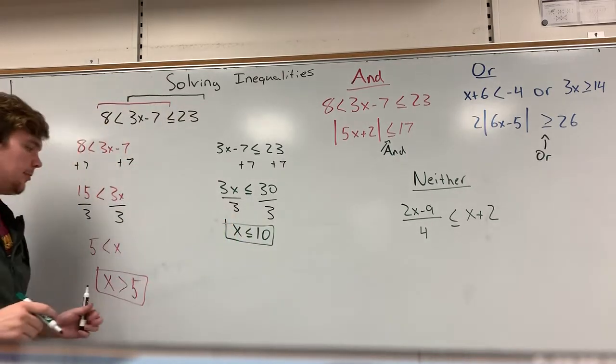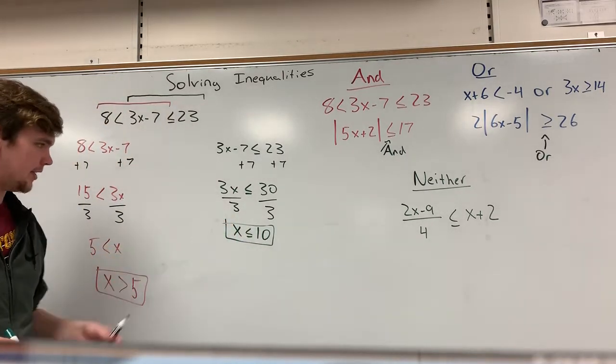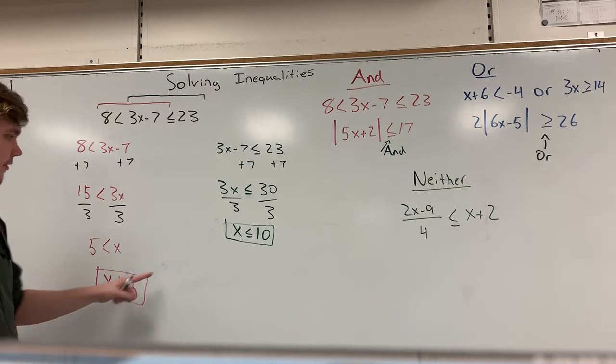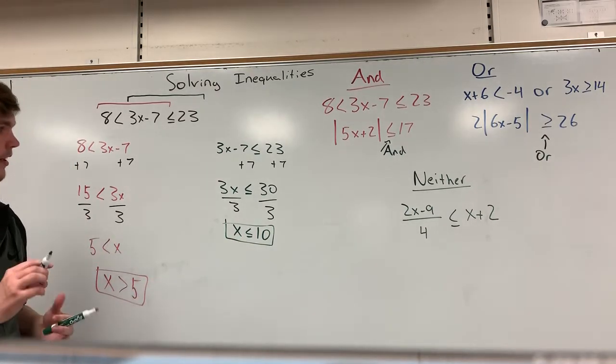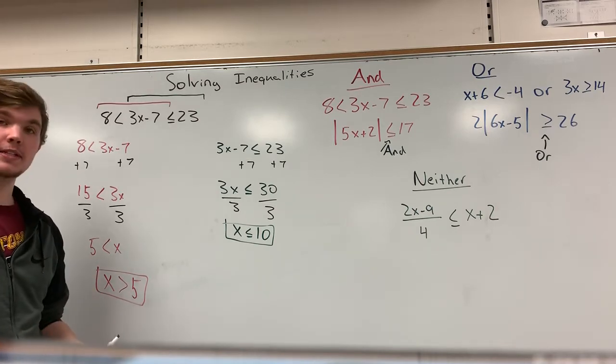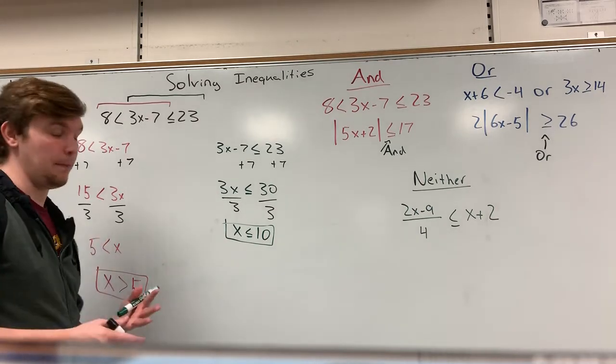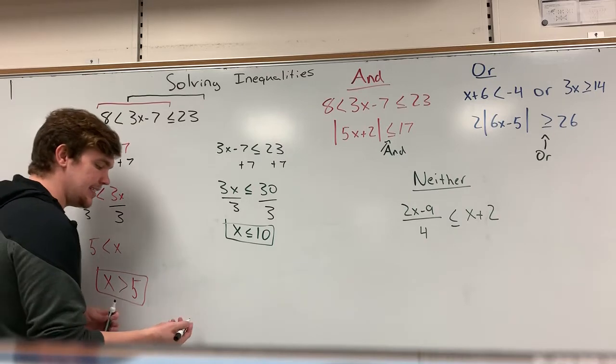So I really have my two different answers here. I have x is greater than 5, and I also have x is less than or equal to 10. I really only have one more thing to do here, and that's to graph my two solutions on a number line to see where they're at.